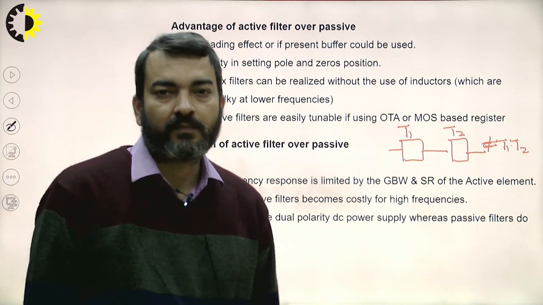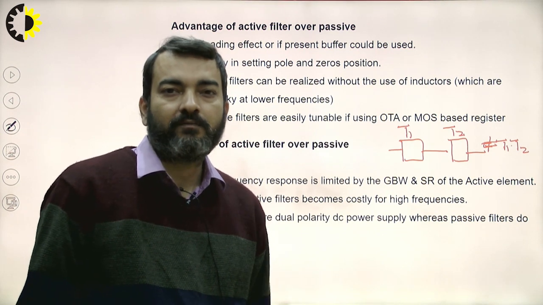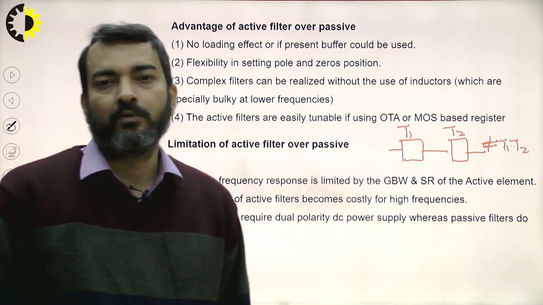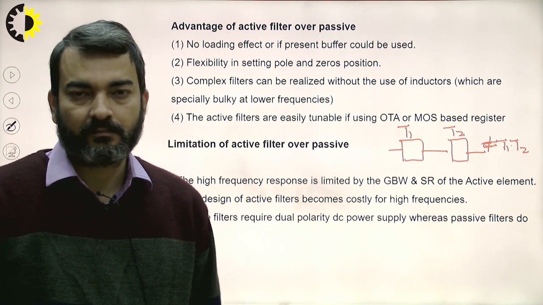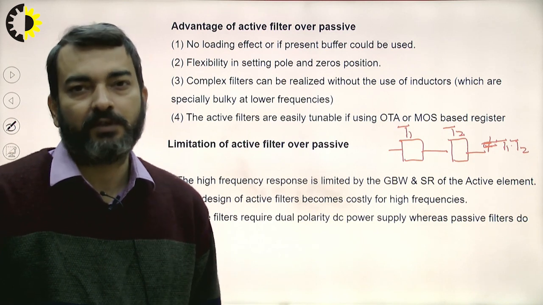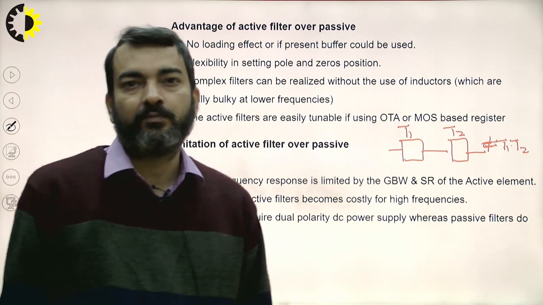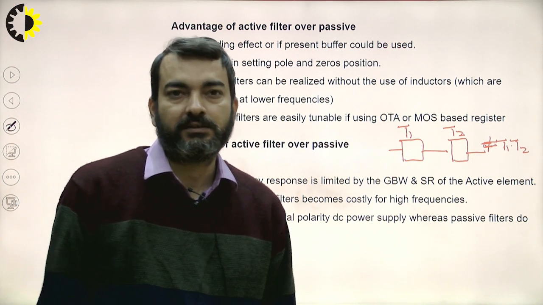Second, in case of passive filters, we do not have flexibility in positioning of poles and zeros, only limited flexibility. But compared to passive filters, with active filters we normally have better flexibility in positioning of poles and zeros without affecting each other.